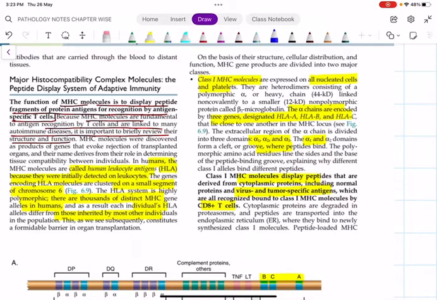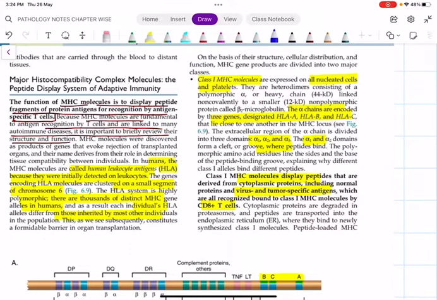The MHC molecules are called human leukocyte antigen because they were first discovered on human leukocytes. They are mainly located on chromosome number 6. Very important point: it is highly polymorphic. That is, thousands of alleles are present for this MHC. And remember, other than identical twins, each of us has a different MHC.